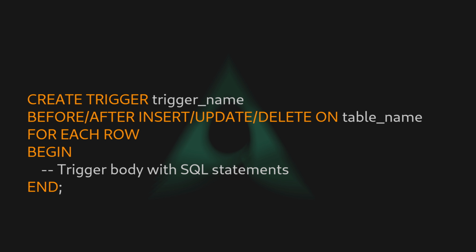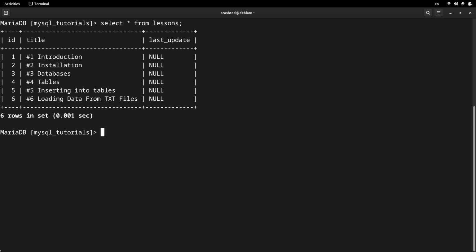Now let's go to the terminal and see how we can create one. I'm logged into the server and I'm using the MySQL tutorials database, and the lessons table that we have has a column called last update. We want to create a trigger, so whenever we update one or more of these records, the trigger is activated and updates the last update field of that updated row or rows with the latest timestamp, latest date and time. The date and time will be calculated by the MySQL server itself, and the trigger will be executed after or before the update.